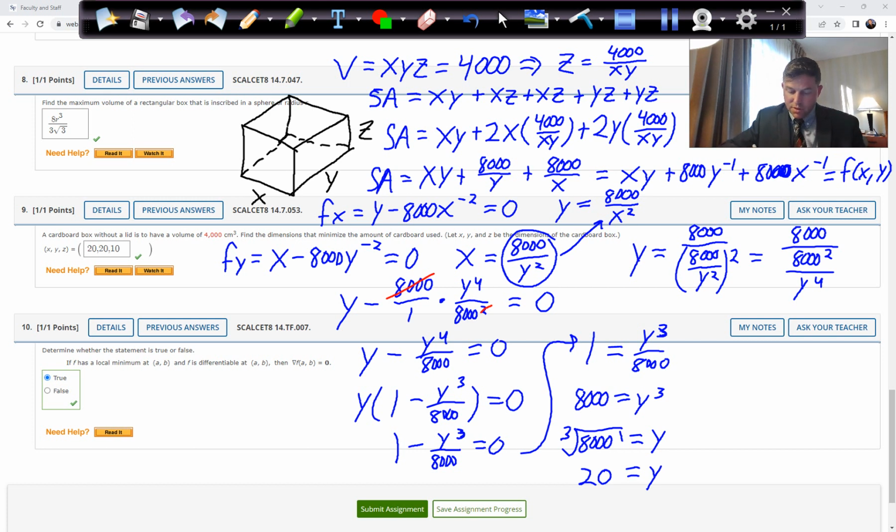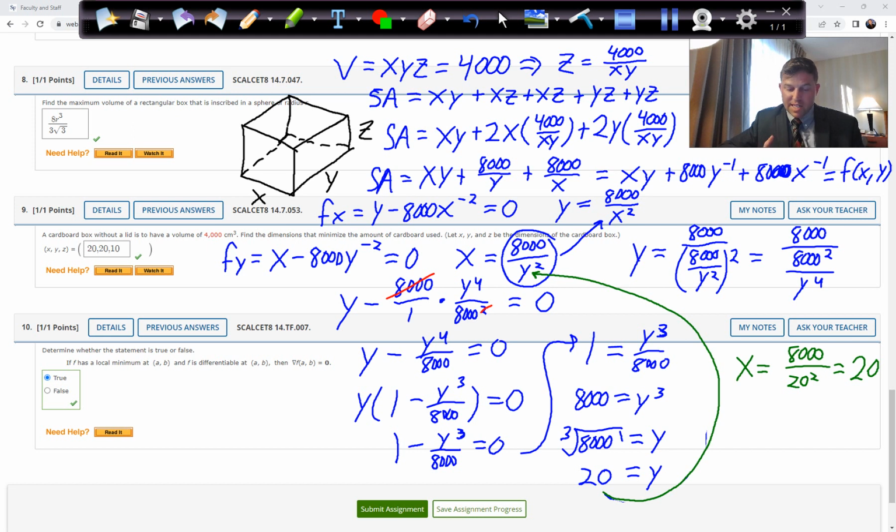If you plug that 20 back in for y, let me use a different color. If we plug 20 back into this equation for x, we will get x is 8,000 divided by 20 squared, which is 8,000 over 400, which is also 20. Surprise, surprise. Once again, these dimensions are that of a square. So this is a square box.